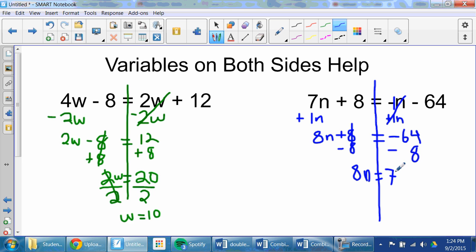Oh, I'm sorry. That was really bad. This is subtracting. I did it like it was multiplying. Negative minus 8. So negative 64 minus 8. That's a negative 72. Whoops! Now I divide by 8 on both sides. Divide by 8. n equals negative 9. Okay?